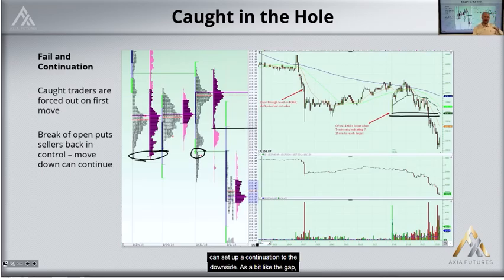And so a bit like the gap, failure and back to value, this is a caught in the hole failure and continuation. The reference of where you open and staying above the open is crucial in a trade like this. If you start falling back through the open, you run the possibility of this turning into a failed move, back inside range and continuation towards the downside.